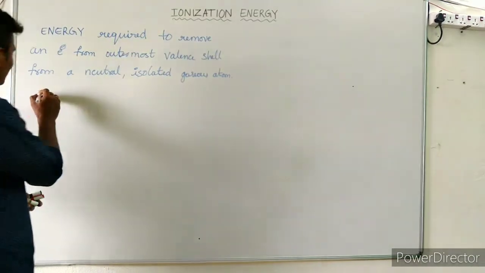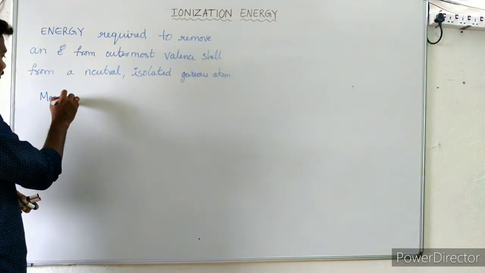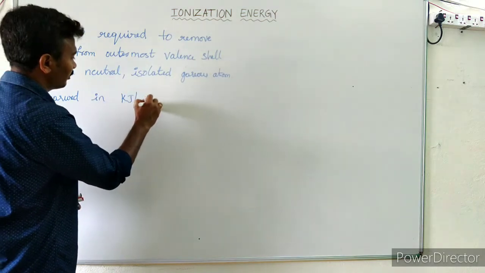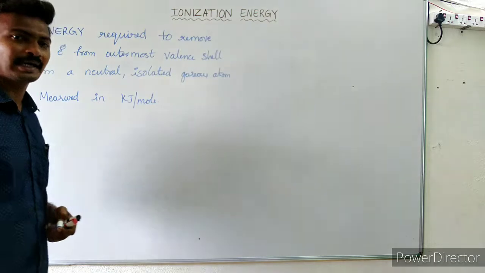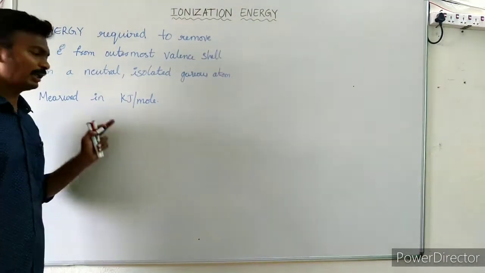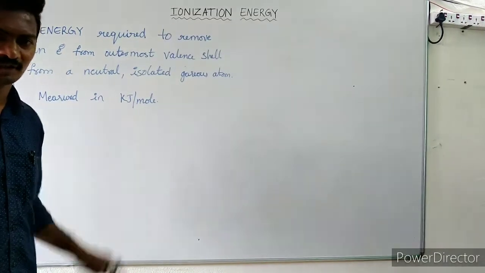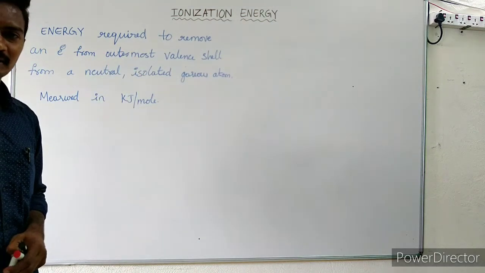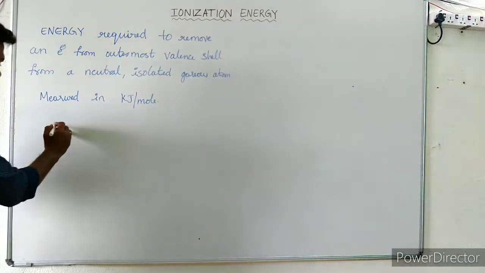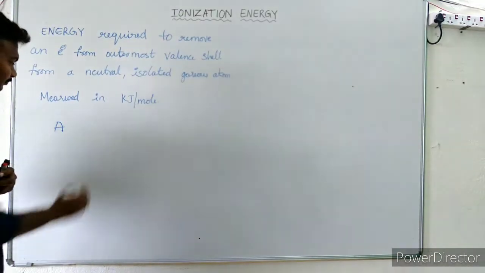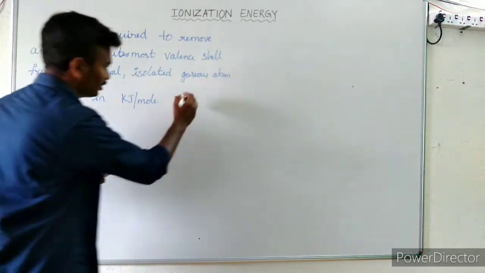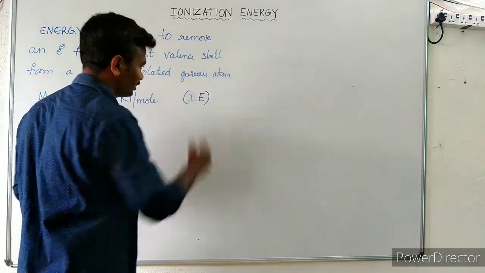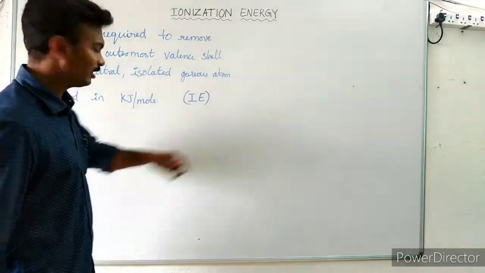This is measured in kilojoules per mole. Per mole of atoms, how many kilojoules of energy are required? In that way, we measure the ionization energy. Now let us see an atom A. Ionization energy is indicated by IE. Shortly, in this video we will refer to ionization energy as IE.